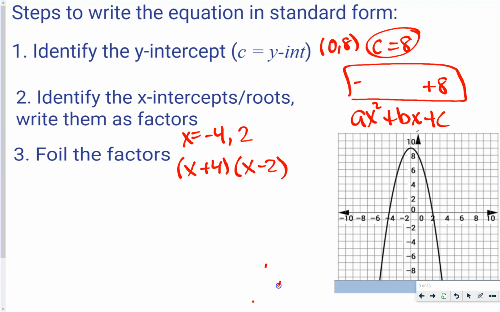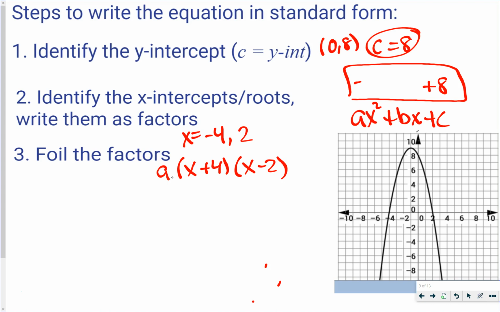There's also going to be an a out front. Why is there an a? Because there might be a GCF. If a in the end ends up just being 1, then there wasn't a GCF, but we don't know that ahead of time. So a is a factor, x plus 4 is a factor, and x minus 2 is a factor. Do we understand how we got those 3 pieces?